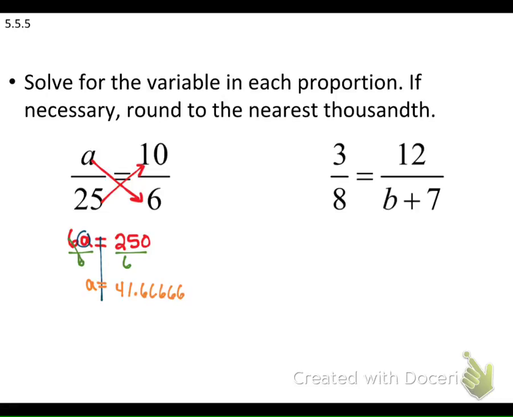41.66666. Now, our directions say we're going to round that to the nearest thousandth. So if I'm going to round that to the nearest thousandth, I have to determine which number is in my thousandths place value. How many places past the decimal is my thousandth spot? 3. So all the other numbers I can drop. I look to the right of that thousandth spot though and determine is that 5 or greater? Yeah. So then my answer is going to round to 41.667. So that's my final answer.